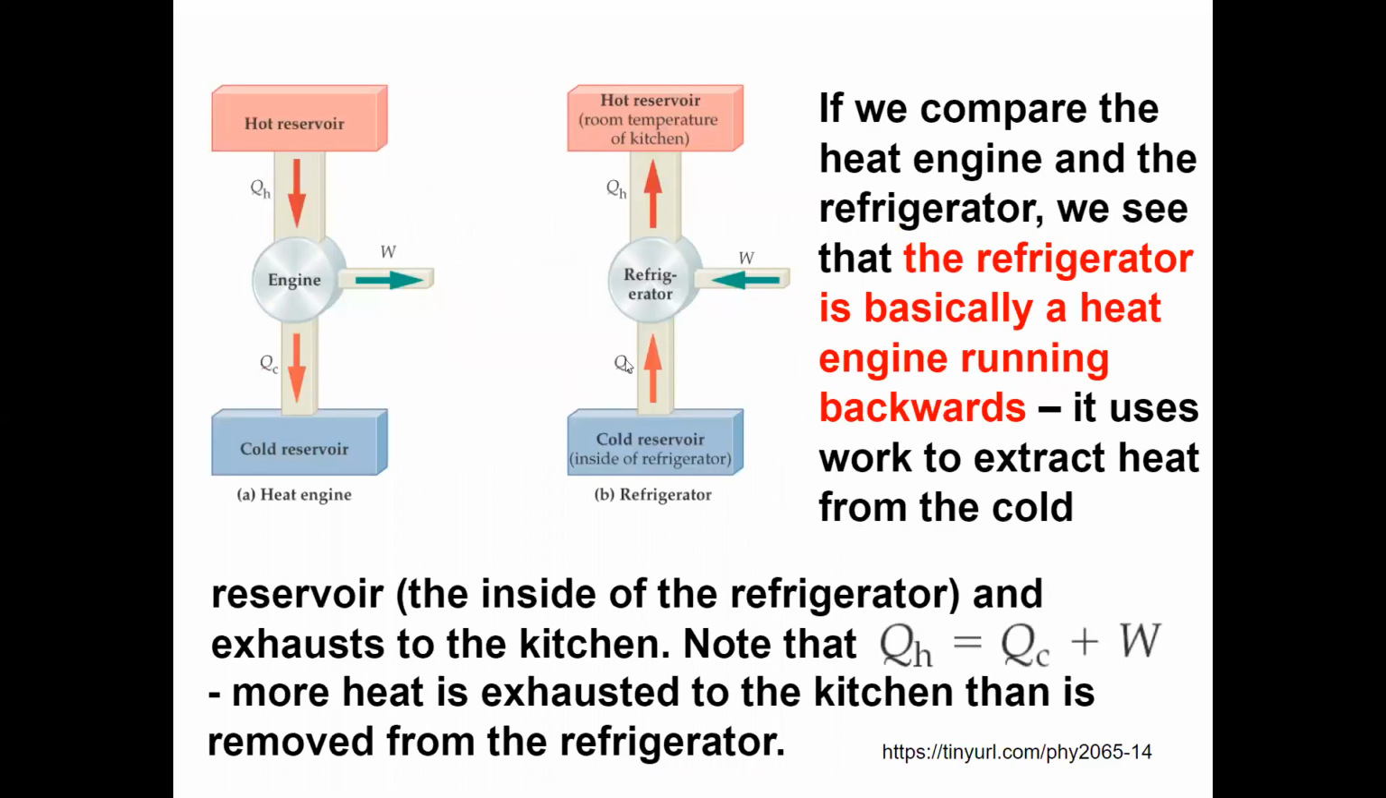Okay, so for a refrigerator, we will take them one by one. So for a refrigerator here, what it does is it takes heat from the food you put in the refrigerator, so from the inside of the refrigerator, with the work done, the electrical work, and then it dumps the excess heat to the surrounding, the hot reservoir, which is the room temperature of the kitchen, okay? So in this case, you will have QC, the heat removed from the inside of the refrigerator, plus the electrical work, equals the heat dumped to the kitchen, the outside environment of the refrigerator, all right?